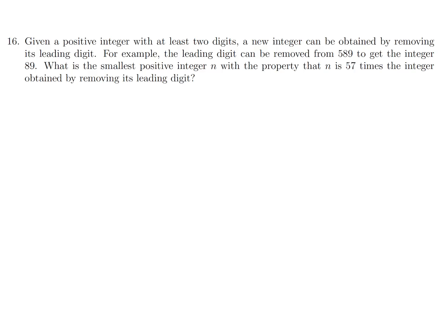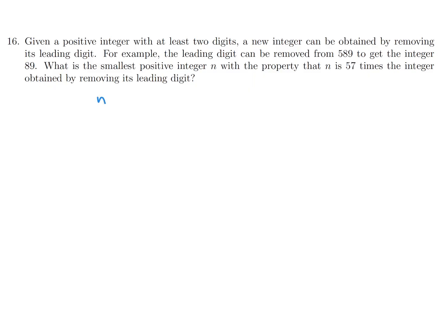Given a positive integer with at least 2 digits, a new integer can be obtained by removing its lead digit. For example, the leading digit can be removed from 589 to get the integer 89. What is the smallest positive integer n with the property that n is 57 times the integer obtained by removing its lead digit?